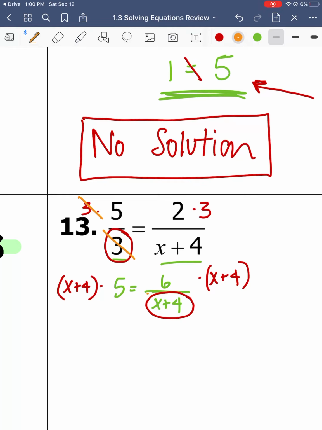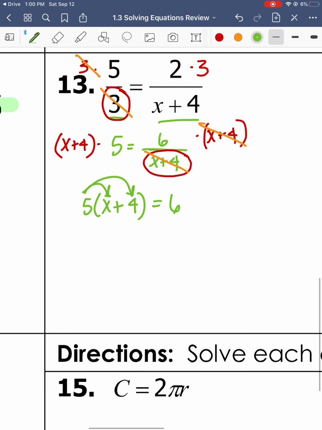And you'll see that this denominator crosses off with this. And then we just need to simplify this left side. So we have 5 times x plus 4 is equal to 6. Then we're going to distribute here. 5 times x is equal to 5x. 5 times 4 is 20. That's equal to 6. Now we need to isolate the variable.